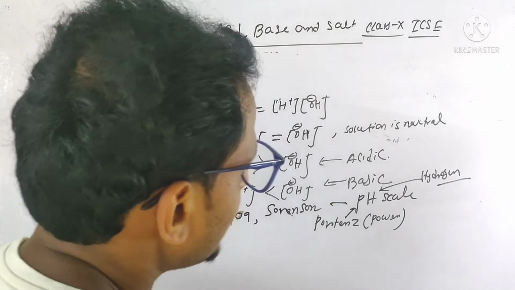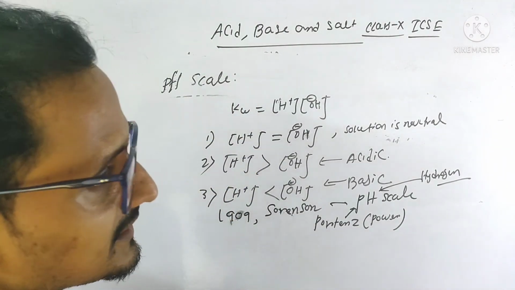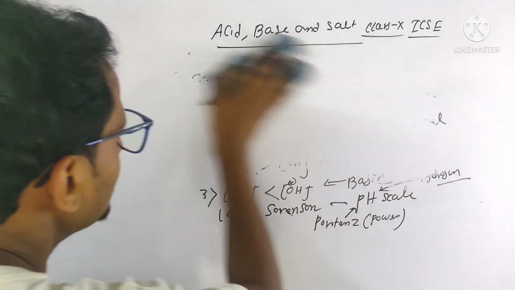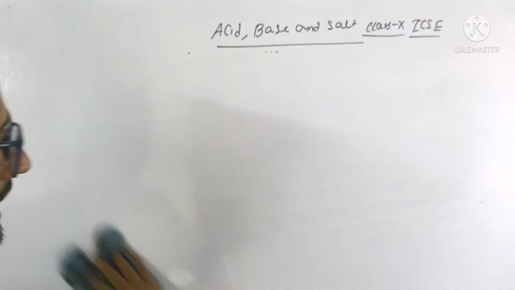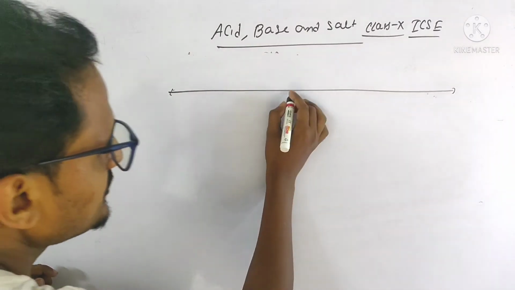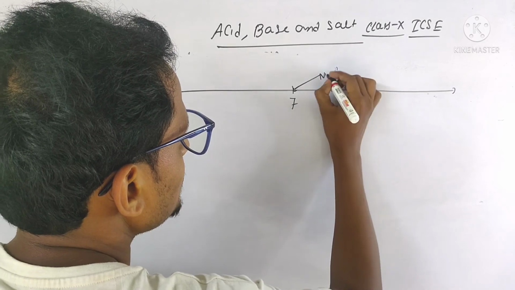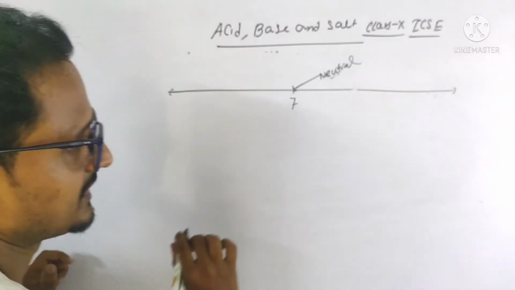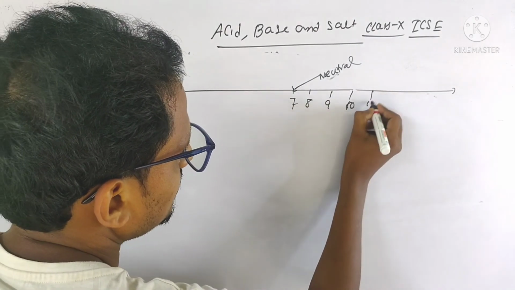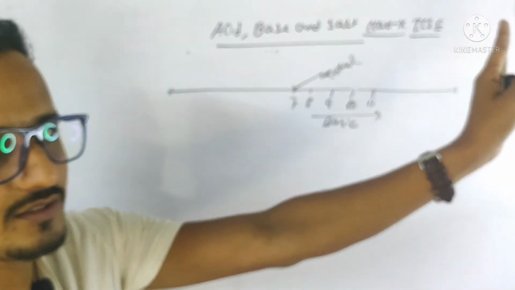So we will calculate the pH on the basis of H plus ion concentration, and we will say whether the solution is acid or base or neutral. Normally we have a pH scale like this. If the pH of the solution is 7, it will be neutral, not acidic nor basic. If the pH is more than 7, it will be basic. So basicity increases from 7.